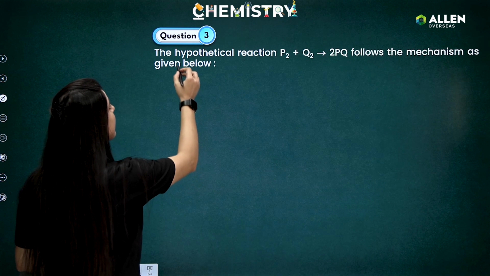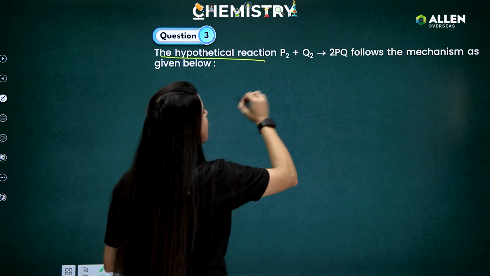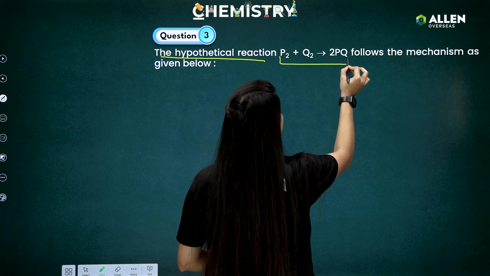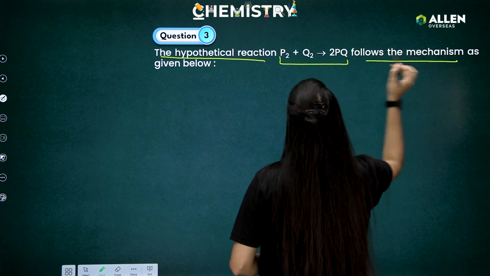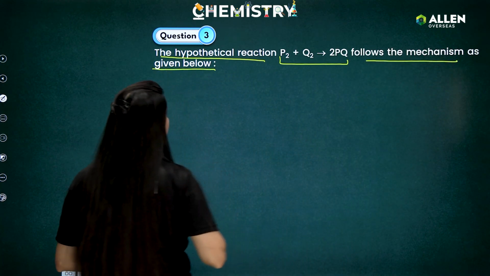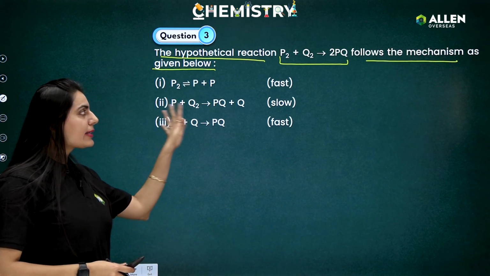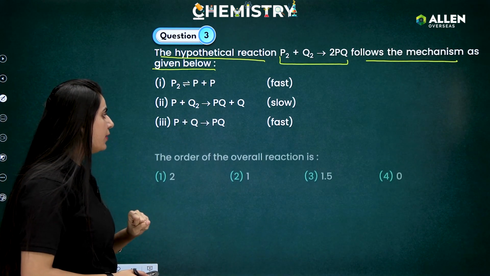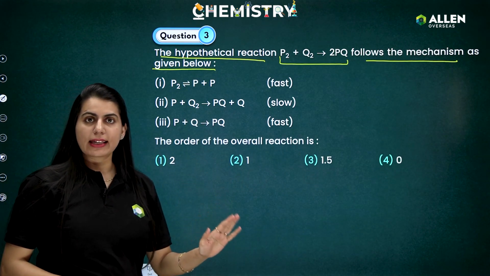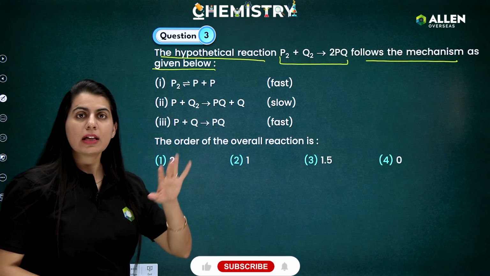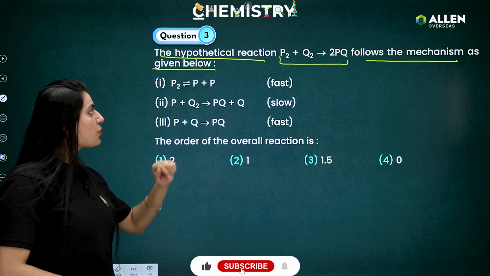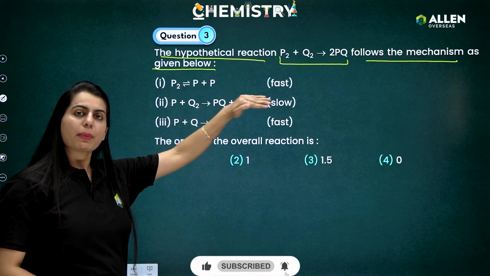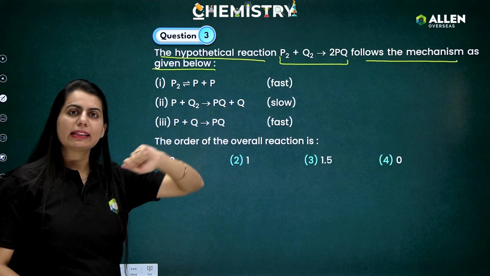So it says that the hypothetical reaction, which is P2 plus Q2 gives 2PQ, follows the mechanism as given below. So you can clearly see that this kind of mechanism is shown here, and they are actually asking us the order for this complex reaction. So we are provided with the fast step, we are provided with the slow step, and again the fast step.